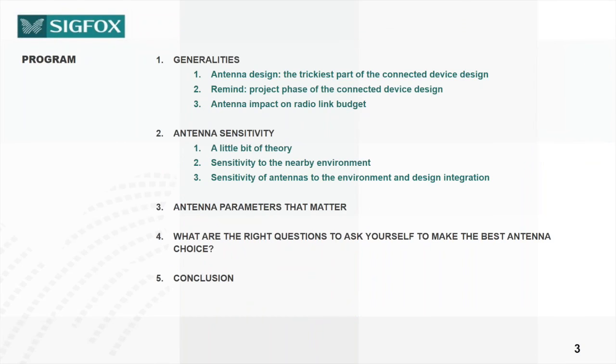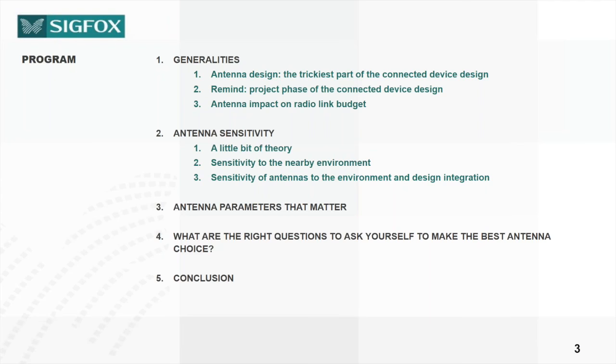Okay, the program of this webinar: I will start with some generalities, basically telling you why antenna design can be very tricky. Then I will go through the whole project phase of a generic connected device, and I will mainly speak about antenna design. So basically, for each phase, what you should consider regarding the antenna. Then I will explain why the antenna can really impact the radio link budget and therefore decrease, for instance, your coverage area for a device.